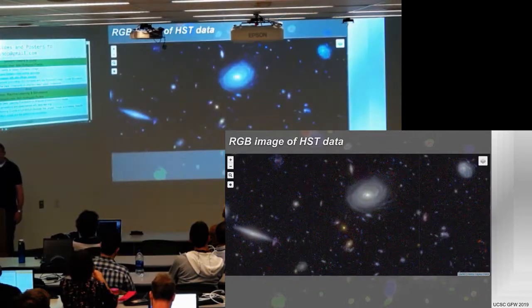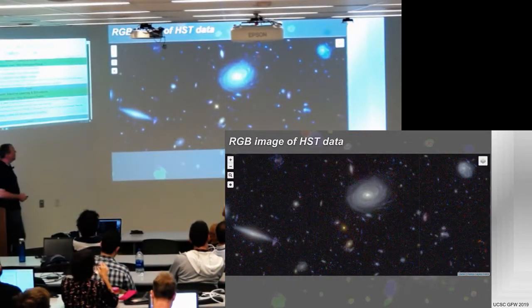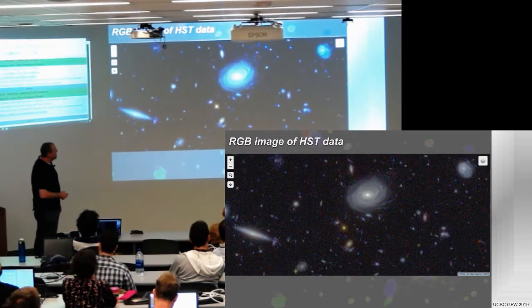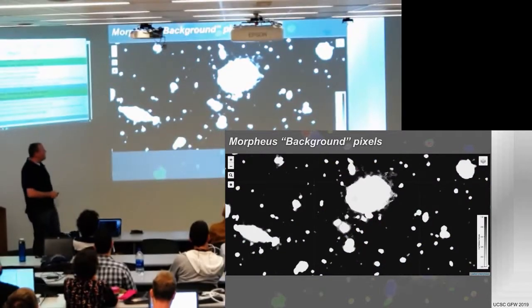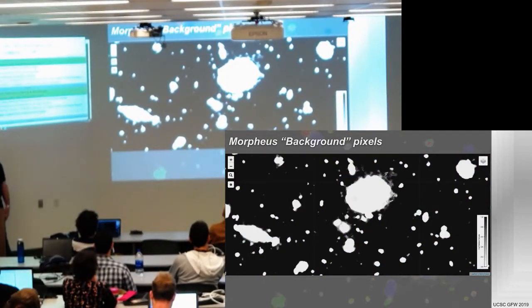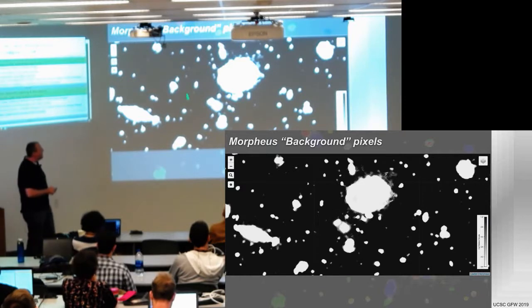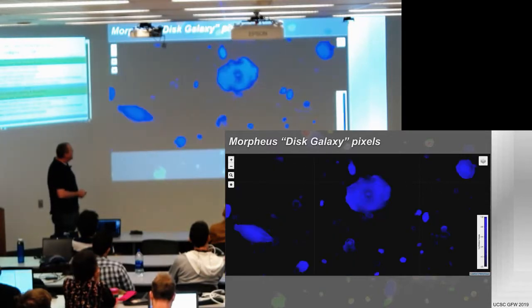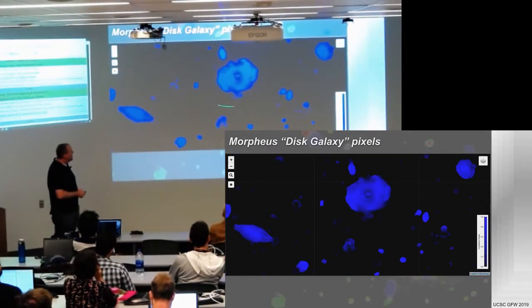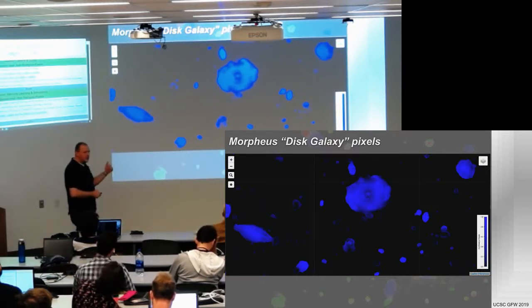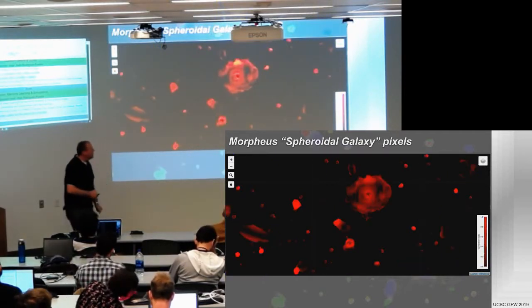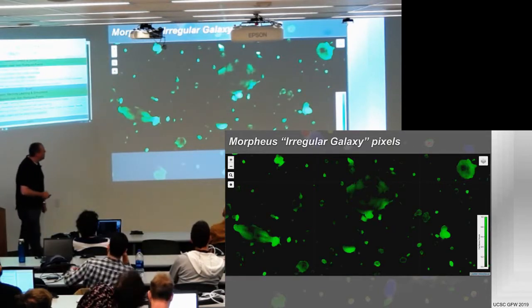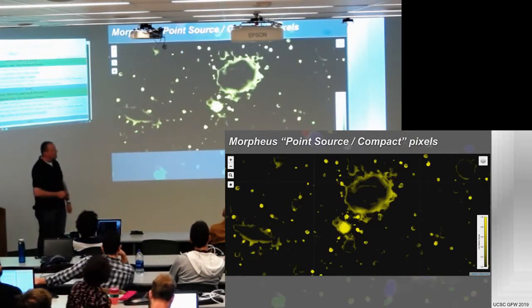So let me show you what the results of this are for a large image like this. This, again, is the RGB image. This is the background pixel classification. Here it's a negative image, so large background probability is in black, and small background probability is in white. You can see that it does source detection. This is the disk galaxy classification. Here, intense blue means the model thinks it's very likely part of a disk galaxy. Red, spheroidal. Green, irregular. Yellow, compact point source.